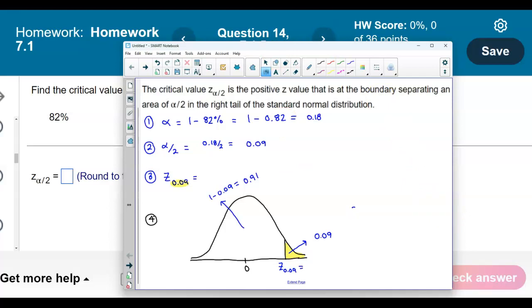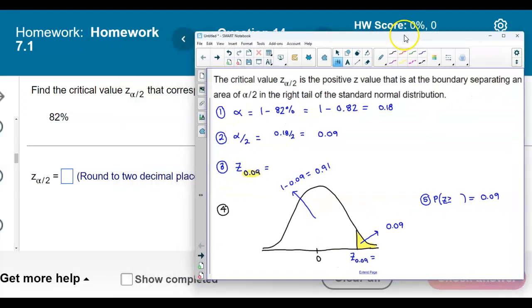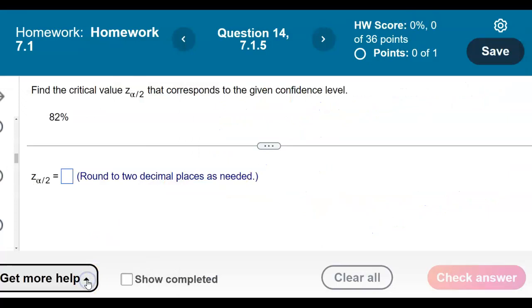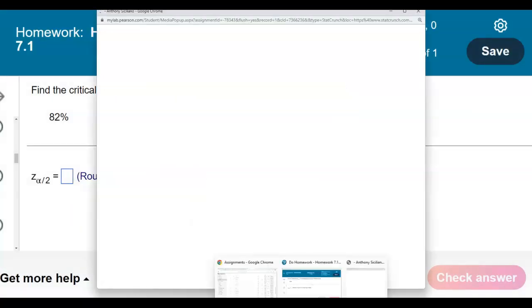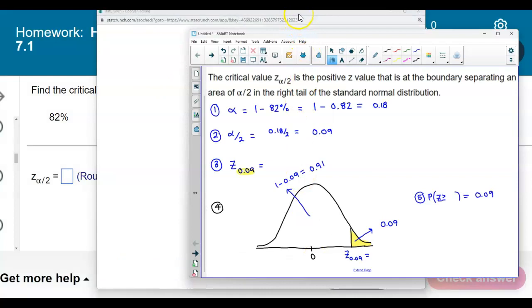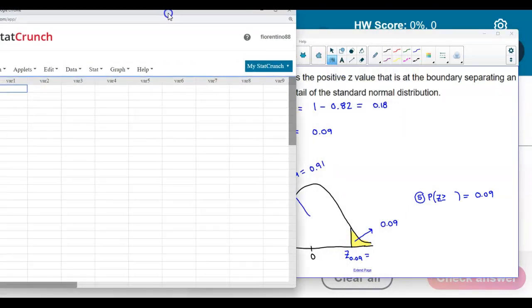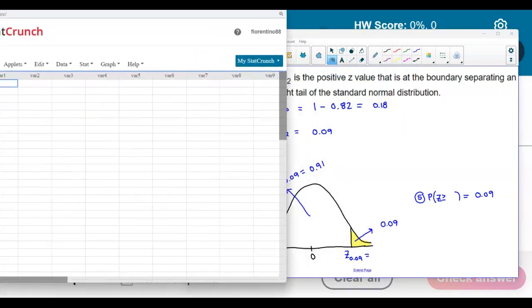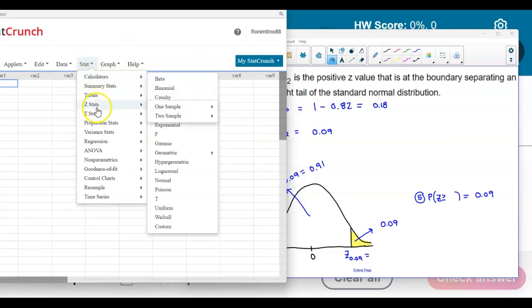So what we're going to do is the following. We want to find the probability of a z-score that has an area to the right of 0.09, so we can say greater than or equal to. We're going to use StatCrunch to find that. So I'm going to open up StatCrunch here. Ultimately, we want to go to Stat, then Calculators, and then scroll all the way down to Normal.